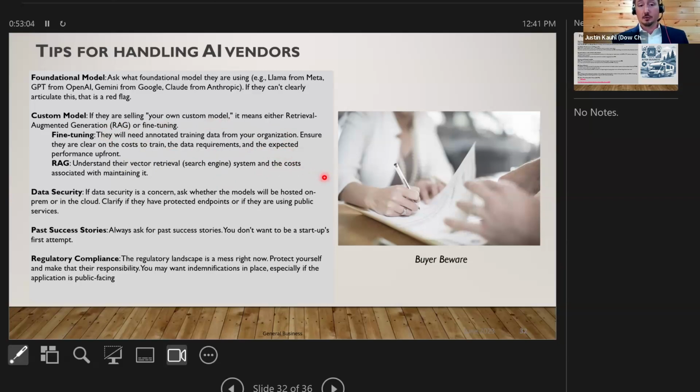Data security is a huge concern for my company and a lot of companies out there. So make sure you're clear on whether or not they're pushing your data out to some other third party, or if the data is going to stay in your ecosystem, if you're going to host it on the cloud, just be clear on those things. Past success stories, like usual, look to see whether or not they've done this before. There's a lot of companies out there that have never done any of this before, and suddenly they think they can just be the world's best tech startup. So buyer beware on that one.